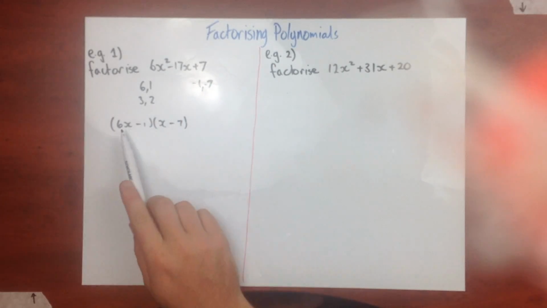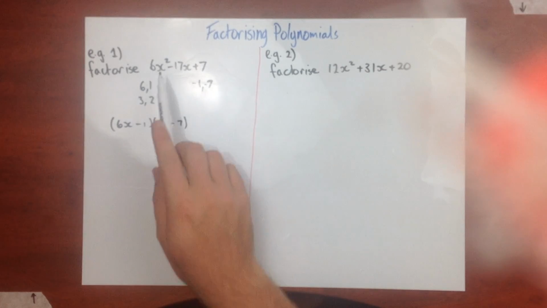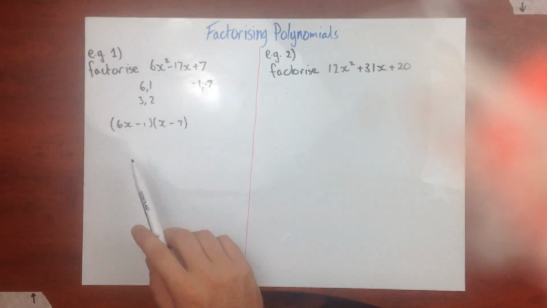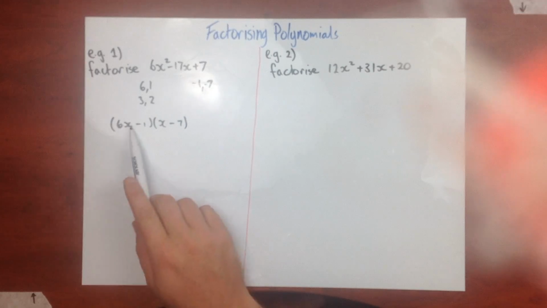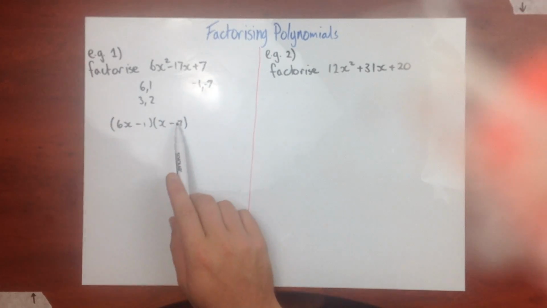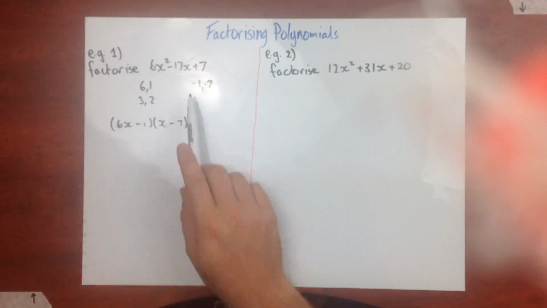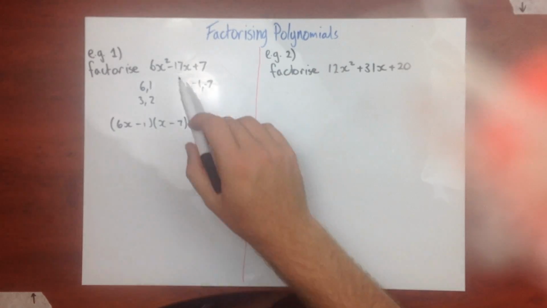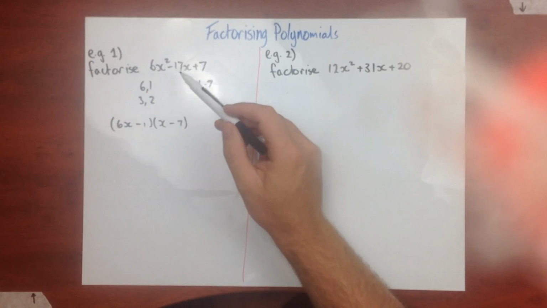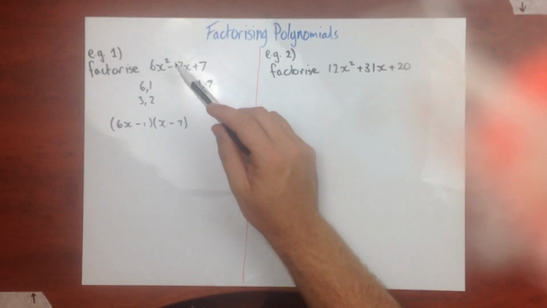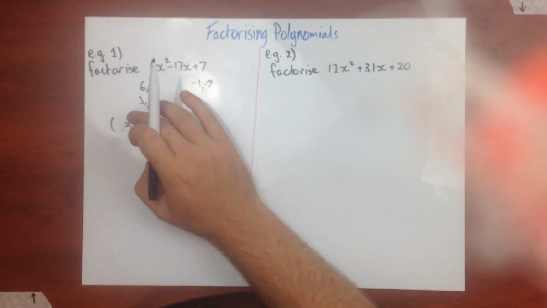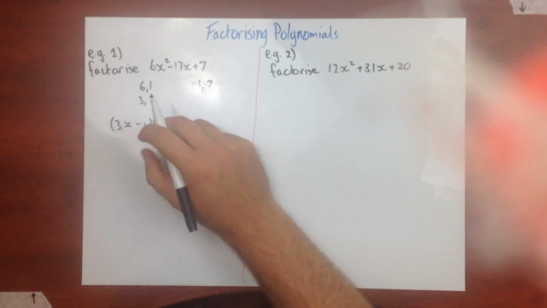When we look at this, our 6x times our x will give us our 6x squared, and our minus 1 and our minus 7 will give us 7. But we're going to have 6 times minus 7. Well, clearly we're a fair bit off our 17 there, so we've got to always just jiggle around our numbers a little bit. Given that 17 isn't a massive number, we're probably going to be better off looking at our 3 and 2. So if we'll go ahead and look at our 3 and our 2.